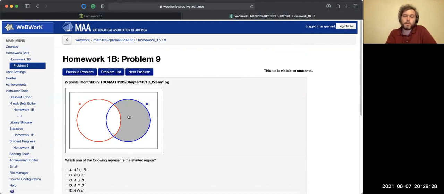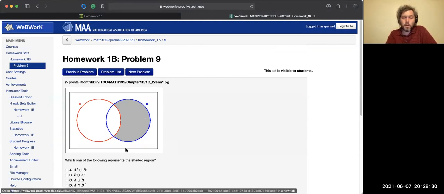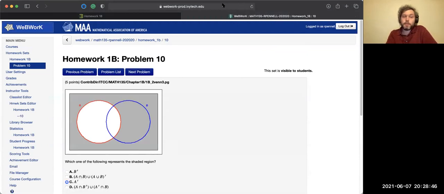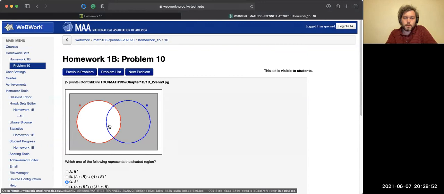Very similar to this. You are looking for which would best represent this Venn diagram. This is B minus A, so you just want to maybe look at your notes and see which one would work best for that. Very similar to this, you only have one Venn diagram, and you just want to see which would work best to represent what this is. This is obviously A complement.